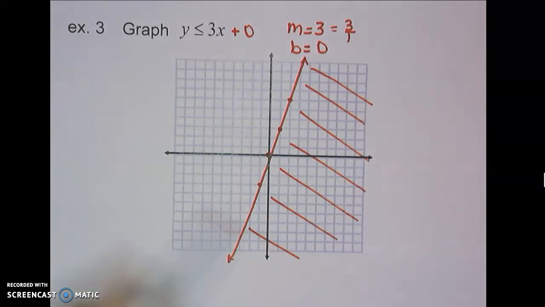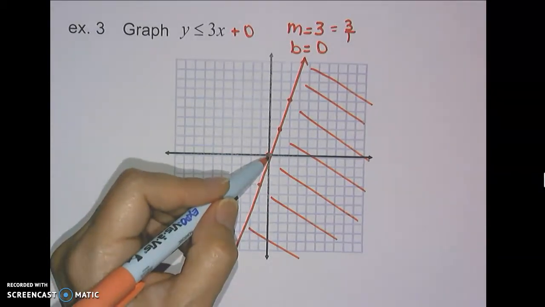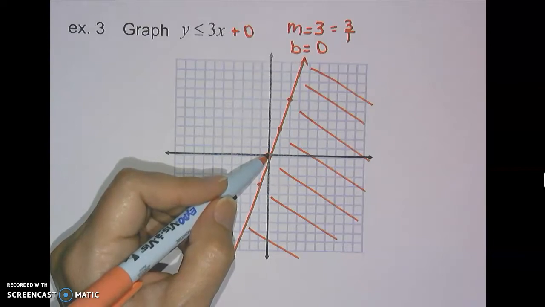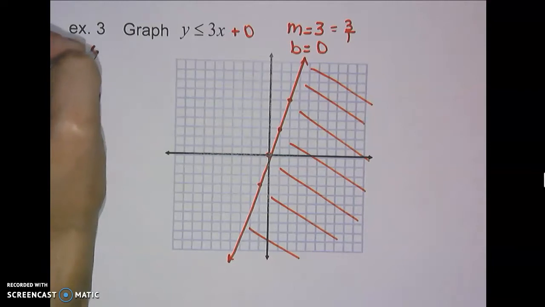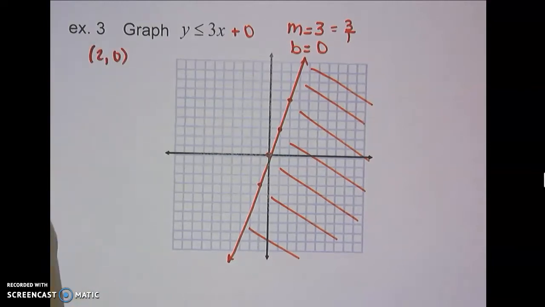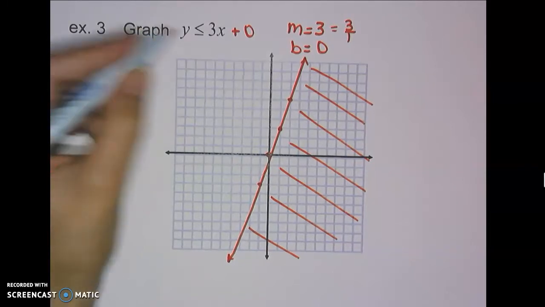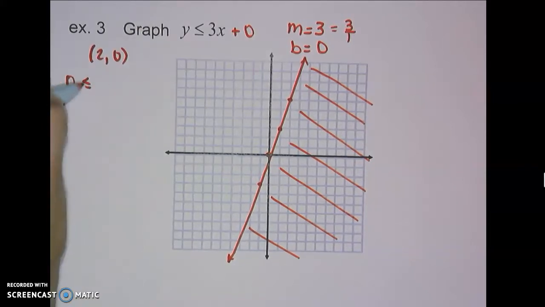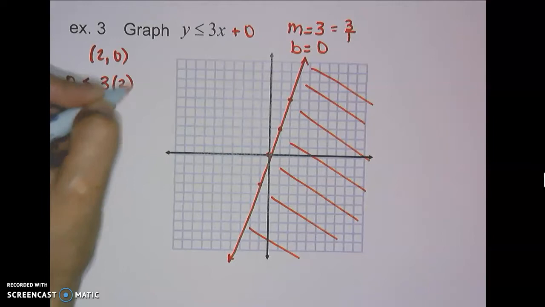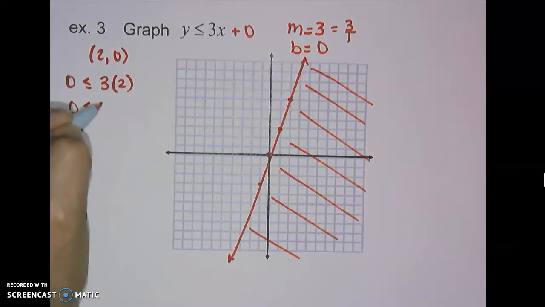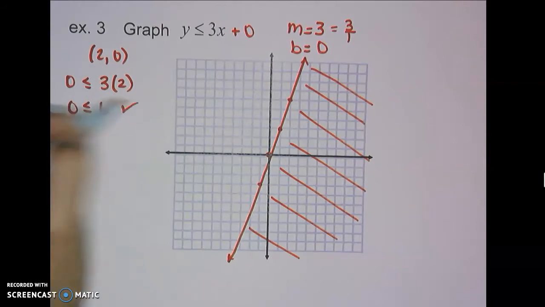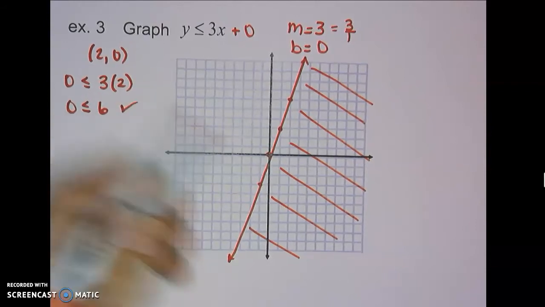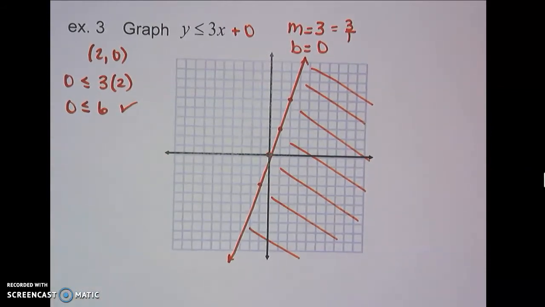Now I still will show you testing a point. Can we choose 0, 0 here? No, because it's on our line. So we would have to choose some other point. So I'm going to choose the point 2, 0. Again, you don't have to choose a point, but we're going to do that. So y is 0 and x is 2. So 0 is less than or equal to 6. Is that a true statement? Yep, 0 is less than or equal to 6. So that means that we shaded on the correct side of this.